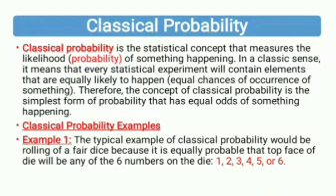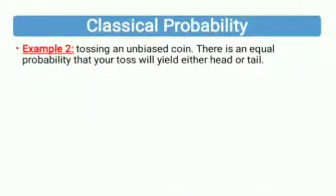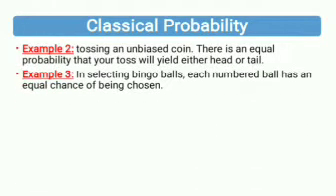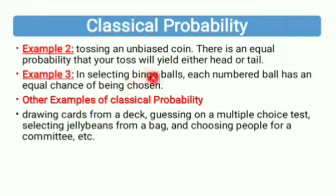Now, let's look at another example. Another example is tossing an unbiased coin. There is an equal probability that your toss will yield either head or tail. Another example: in selecting bingo balls, each numbered ball has an equal chance of being chosen. Is that clear? There are still several other examples of classical probability. They are very simple.